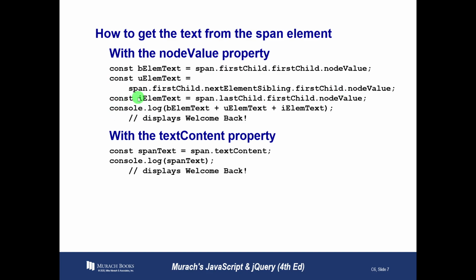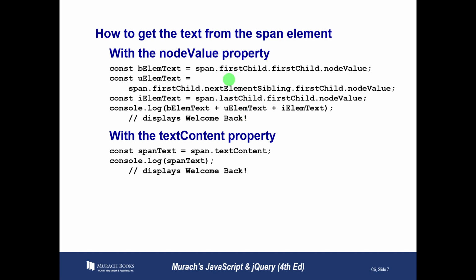And then for the I element, we're going to pull the last child and take its first child, which is its text content, and get its node value. And then they're logging out to the console. Let's log out the B element, the U element, and the I element, and it's just going to display welcome back, except it's going to display it just in text. We won't have any of the formatting anymore. We managed to pull all that text out.